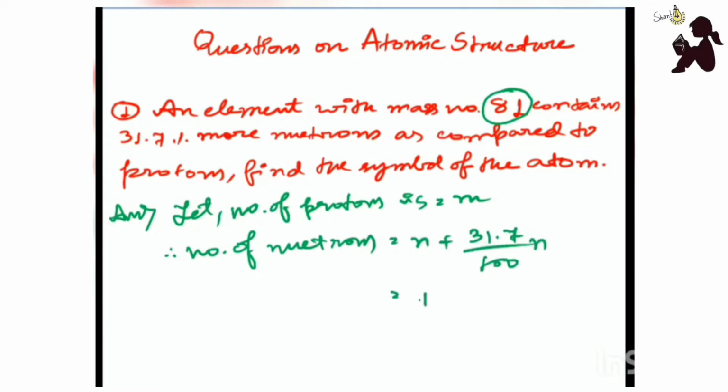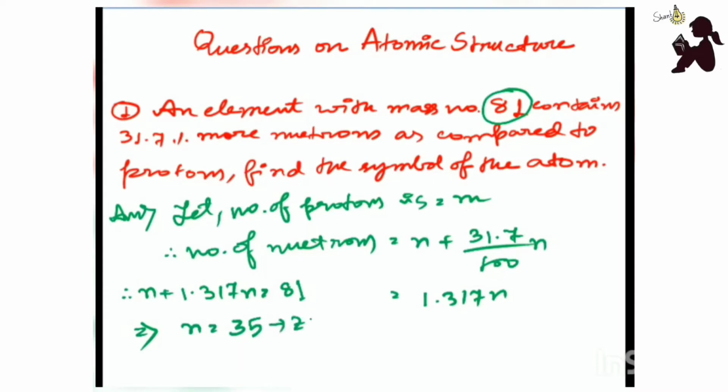That means 1.317 n. So according to the formula of mass number, we can write proton number plus neutron number equals our mass number, that is 81. So what will be the value of n if we solve it? That will be 35. Now this is the number of protons, or our Z. So which atom has Z 35? That is Br, or bromine. So the symbol of the atom will be like this. This is our answer.